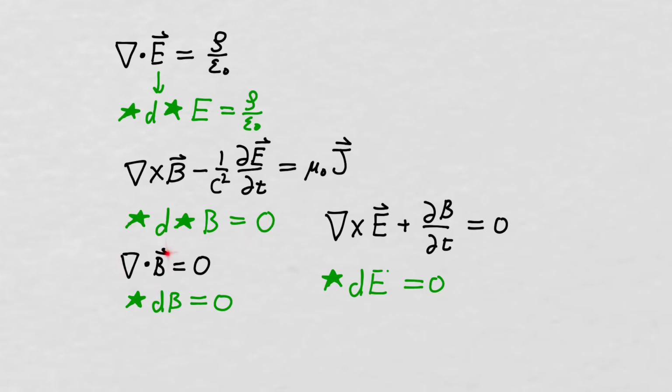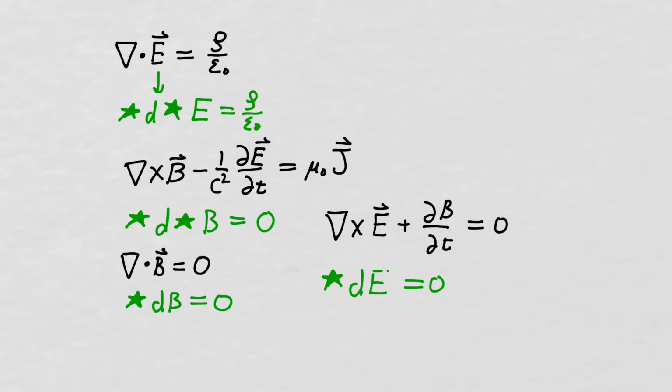And then the famous divergence of the magnetic field equaling zero, we understand that the magnetic field converted to a two form, the divergence of a two form is the same structure as the curl of a one form. And so we get this famous equation.